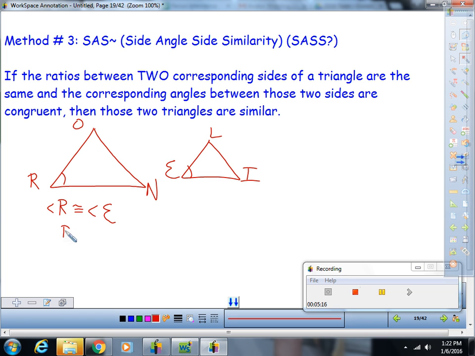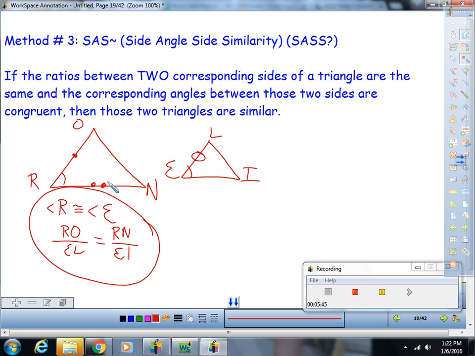And you know that RO over EL is equal to RN over EI. Then you know that those triangles are similar by SAS similarity. So notice you would have like, maybe we'll mark it like this to indicate similar or proportional. There you can see kind of the side angle side.